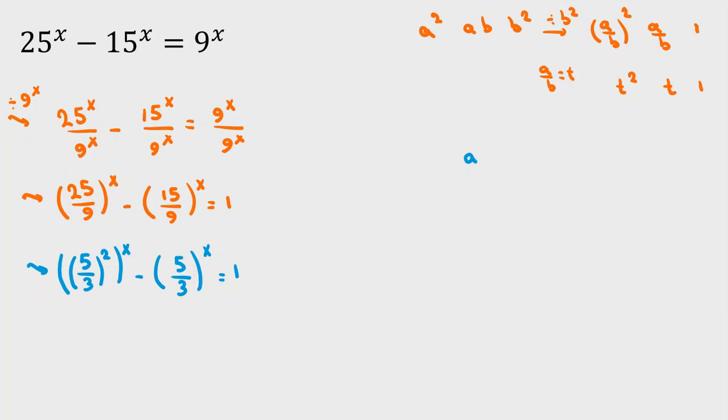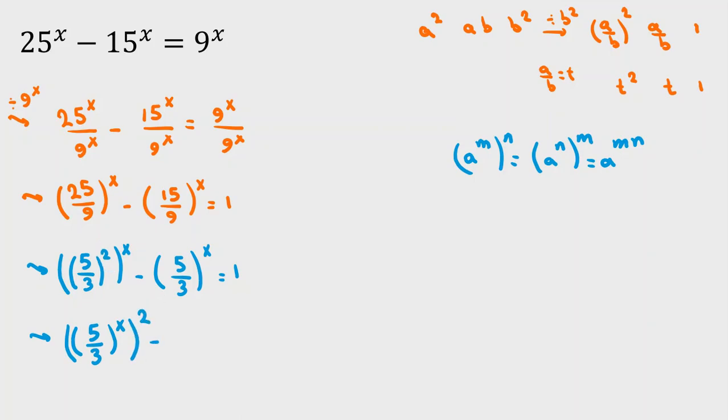Now, by power rule, we know that a to the m to the n, you can switch m and n. It will be a to the n to the m. Also, it is equal to a to the m times n. Now, by this power rule, we can say 5 over 3 to the x, you can switch to 5 over 3 to the x squared minus 5 over 3 to the x. And also, let's take 1 to the left hand side, okay?